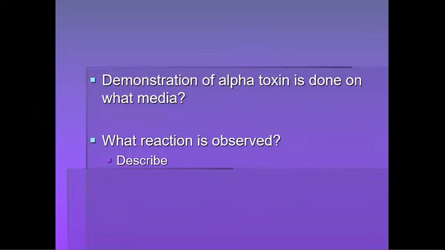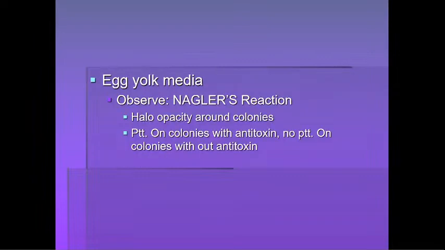Demonstration of alpha toxin is done on what medium? Egg yolk medium. What reaction is observed? The Nagler's reaction, a halo of opacity around colonies, which is inhibited on colonies with antitoxin, but not on colonies with the other toxins.